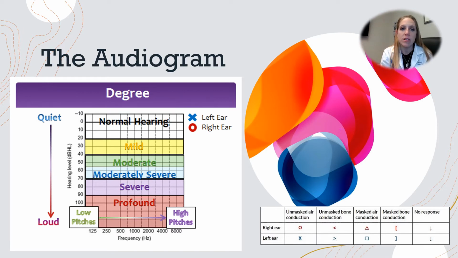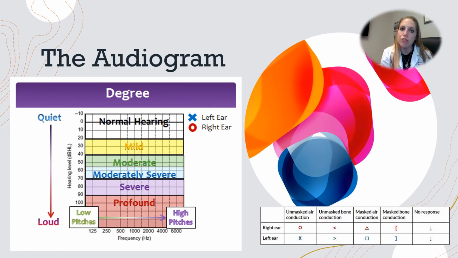As you can see with this color-coded graph, there are degrees of hearing loss. One of the questions we always get is how much percentage of loss do we have? Well, we as audiologists do not give percentages of loss because normal can range anywhere from -10 to 20 decibels. So there's not really an accurate 0 to 100 scale. Instead, we go by degrees: normal hearing, mild, moderate, moderately severe, severe, and profound.